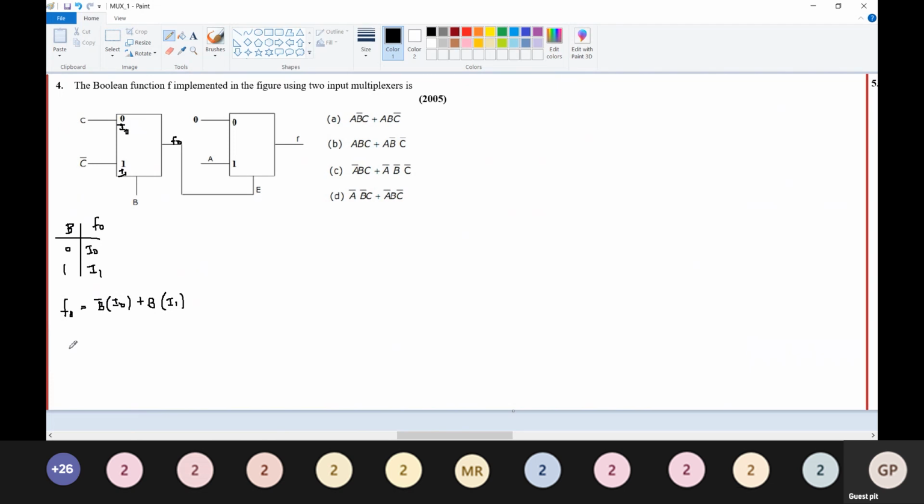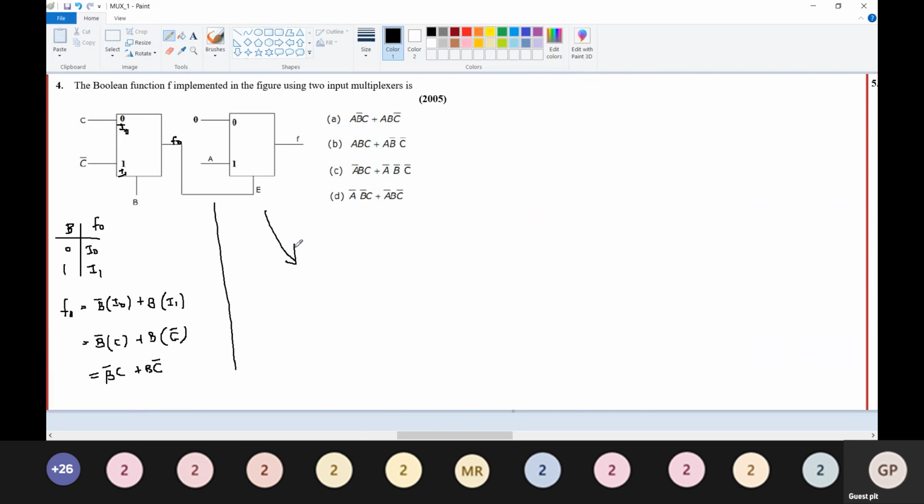Now, B dash into I0, and your I0 value here is C, plus B into I1, and here I1 is C dash. So this can be written as B dash C plus B C dash. Let me keep it as it is. We'll move to the second one.